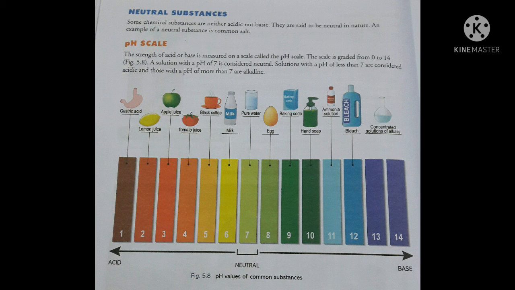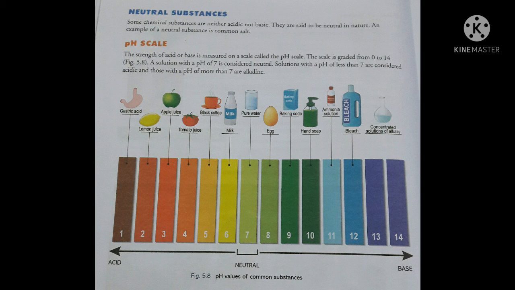Neutral substances. Some chemical substances are neither acidic nor basic, so they are said to be neutral in nature. An example of a neutral substance that we use in our common life is common salt.